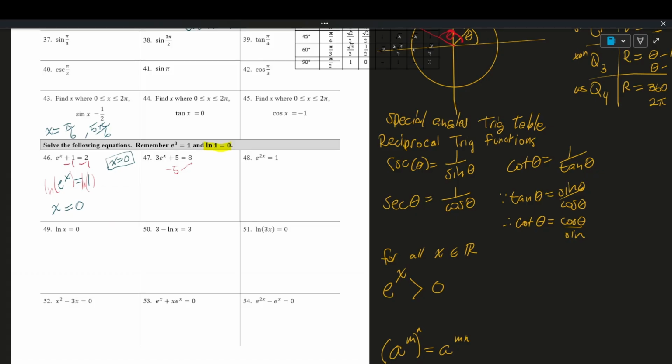Subtract 5, you have 3 e to the x equals 8 minus 5, which is 3. Divide both sides by 3, and you get e to the x equals 1, which is the previous question. So we don't need to do all of this work all over again.